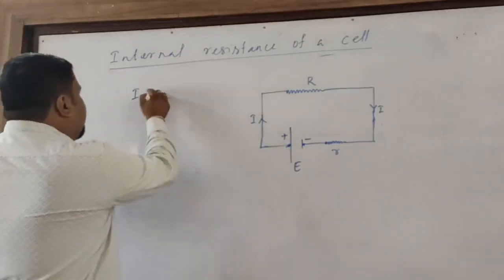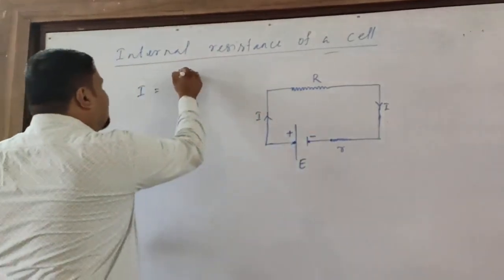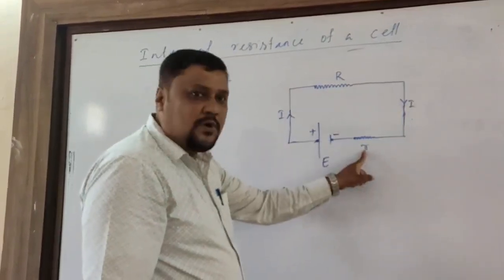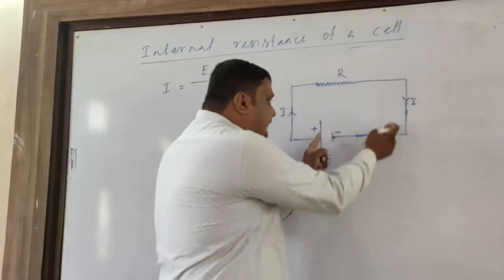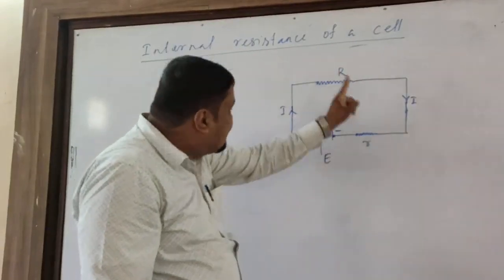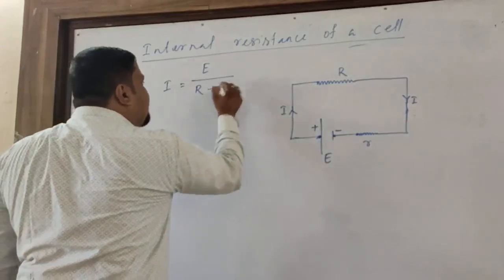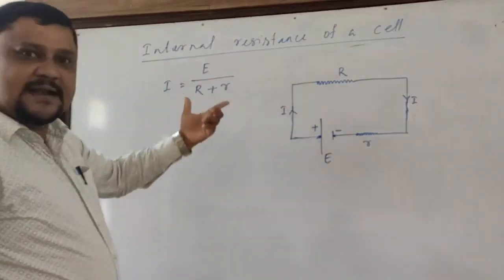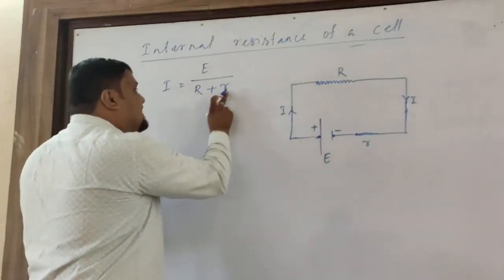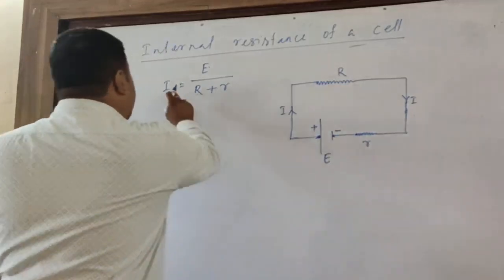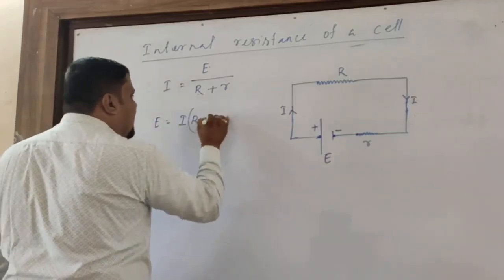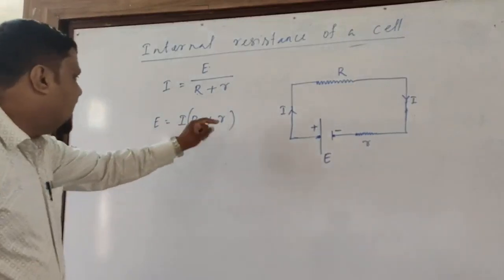According to Ohm's law, I is equal to V by R. Here V is the EMF of the cell, the potential. What is my R? There is an internal resistance r inside the cell. This r is in series with the capital R, the external resistance. In series, the total resistance is R plus r. So I is equal to E by R plus r, because r is inside the cell. So I equals E by R plus r, or E is equal to I times R plus r.